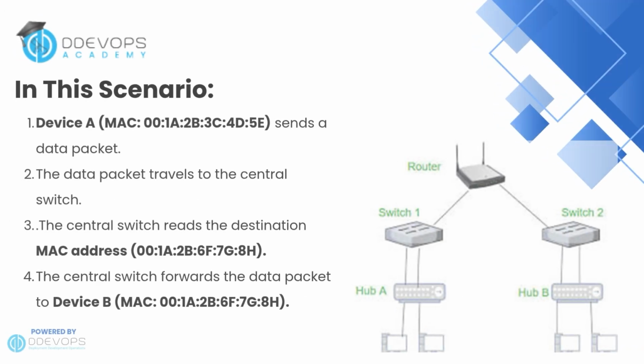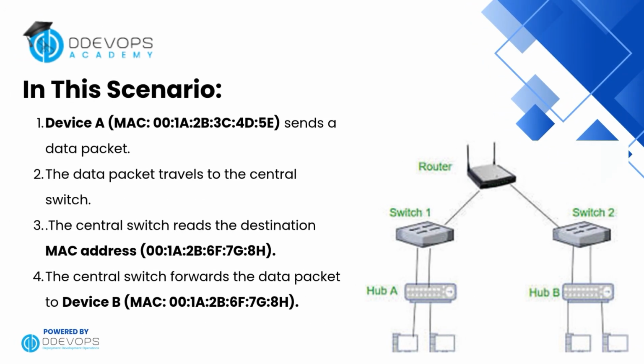In this scenario, device A, MAC 00:1A:2B:3C:4D:5E, sends a data packet. The data packet travels to the central switch. The central switch reads the destination MAC address 00:1A:2B:6F:7G:8H. The central switch forwards the data packet to device B, MAC 00:1A:2B:6F:7G:8H.